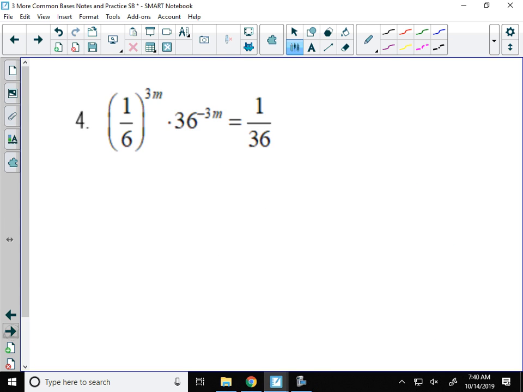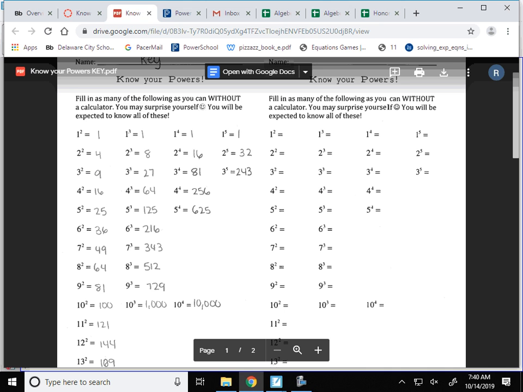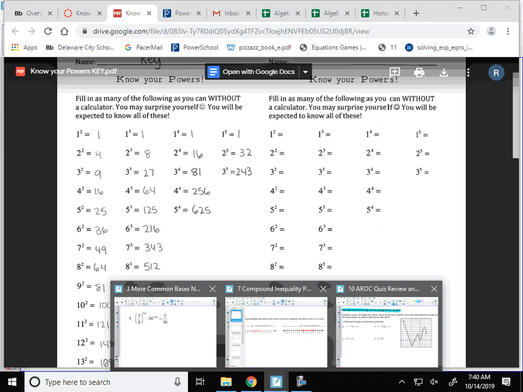All right, one more on the practice. I have 1/6 to the 3m times 36 to the negative 3m over 1 to 36. All right, if you need to find a common base, look at your powers chart here. 6 and 36 are going to be powers of 6, so that's going to be our common base.